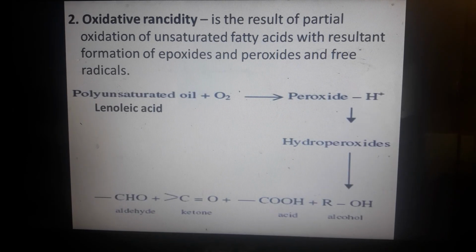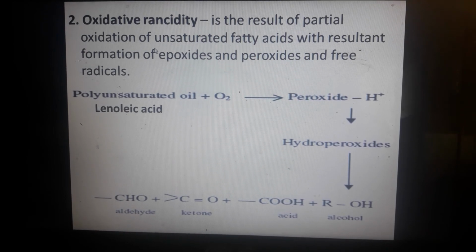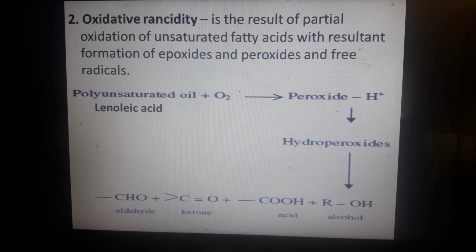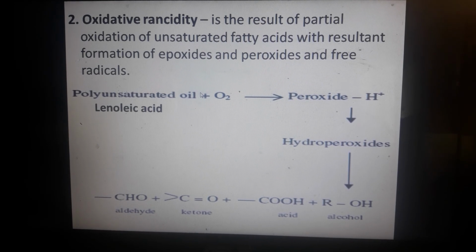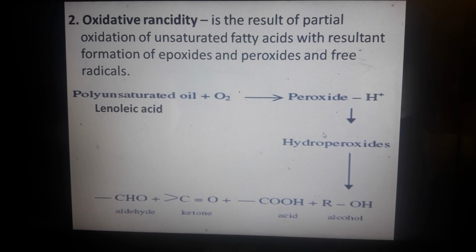Okay, so oxidative reactions are the result of partial oxidation, not complete oxidation, of unsaturated fatty acids. But sa unsaturated, bakit nagkakaroon ng oxidation? Because of the presence of what? Double bond. With the resultant formation of epoxides and peroxides and free radicals. We have polyunsaturated linoleic, for example, plus oxygen. So it will form a peroxide. Then the peroxide is converted by another oxidation process to hydroperoxides. Then hydroperoxides, upon hydrolysis, will yield alcohol plus acid. Then another oxidation process will yield a ketone and aldehyde.